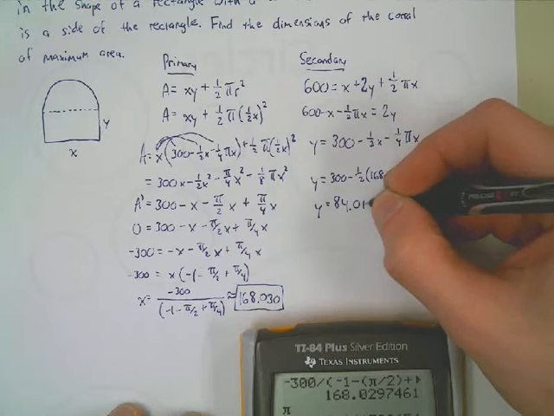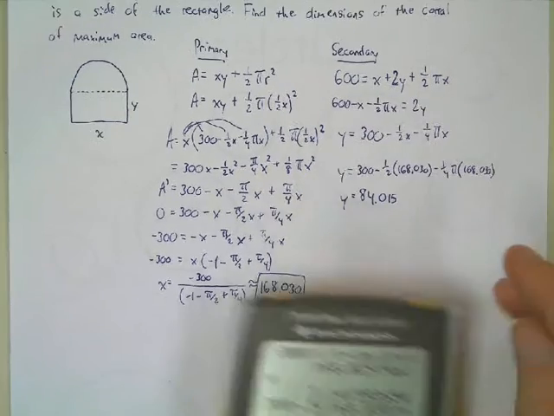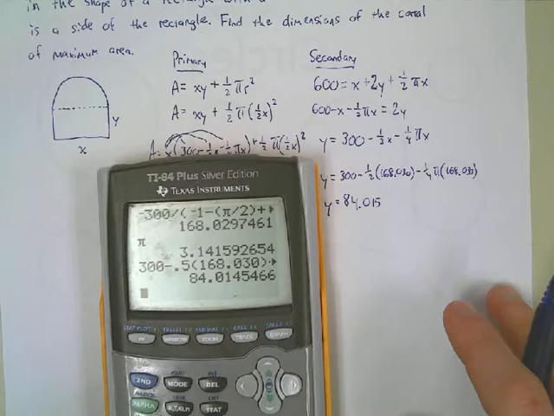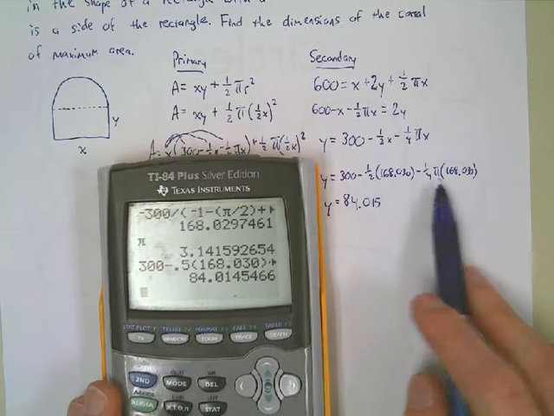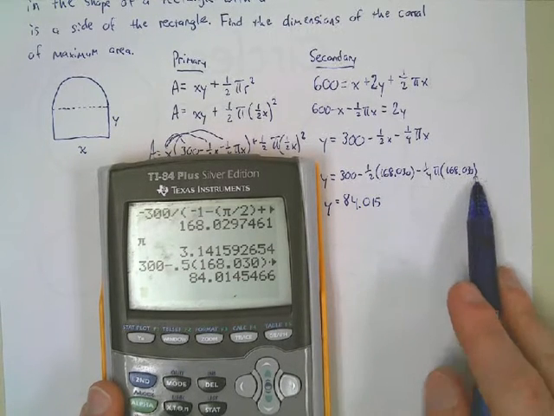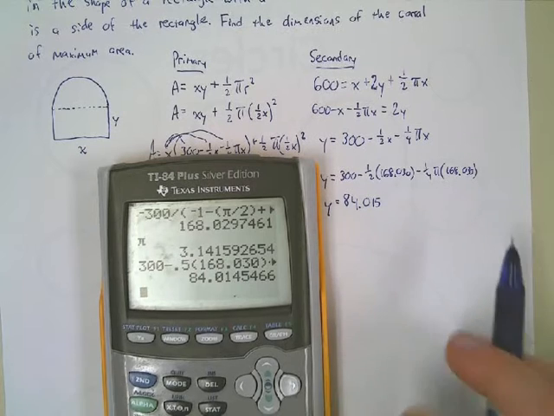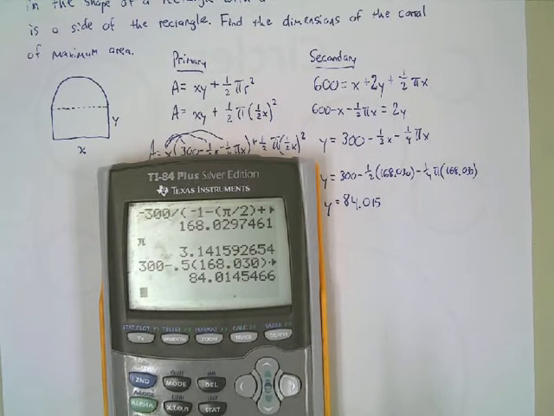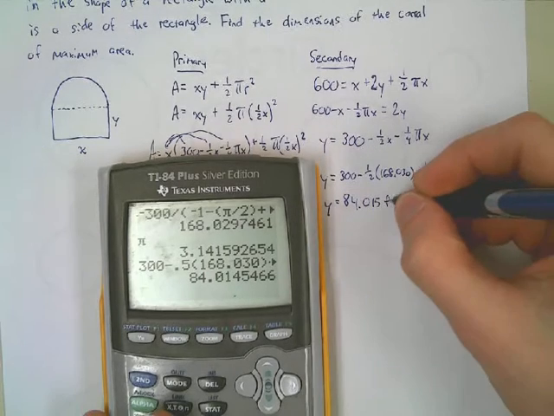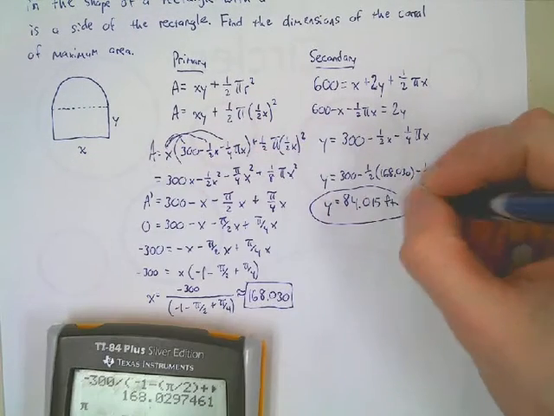Okay. If you need to, don't try and do this maybe all in one group. Do it a piece at a time. So just do the 1/4 pi, 168.030, do the 1/2 times 168.030, and then do the subtractions. Okay. Because it's a lot to type in, you can make mistakes, make errors. But there are your dimensions then.